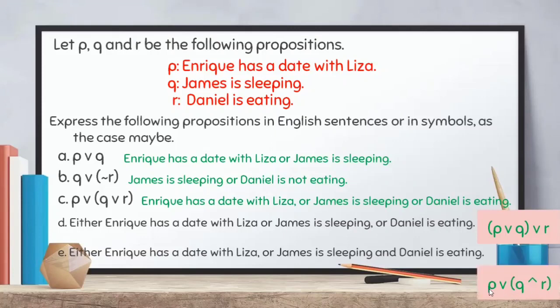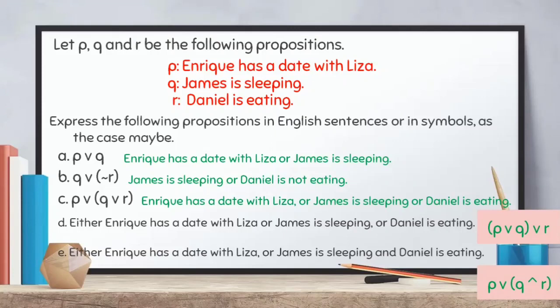So it follows that our symbol would look like this. So proposition P, either Enrique has a date with Liza, then followed by our connective or. So this is our connective or. Then we have to place our propositions Q and R inside the parentheses, but then we have to use our connective and. So that would be open parentheses Q and R followed by close parentheses. Okay, so any questions so far?